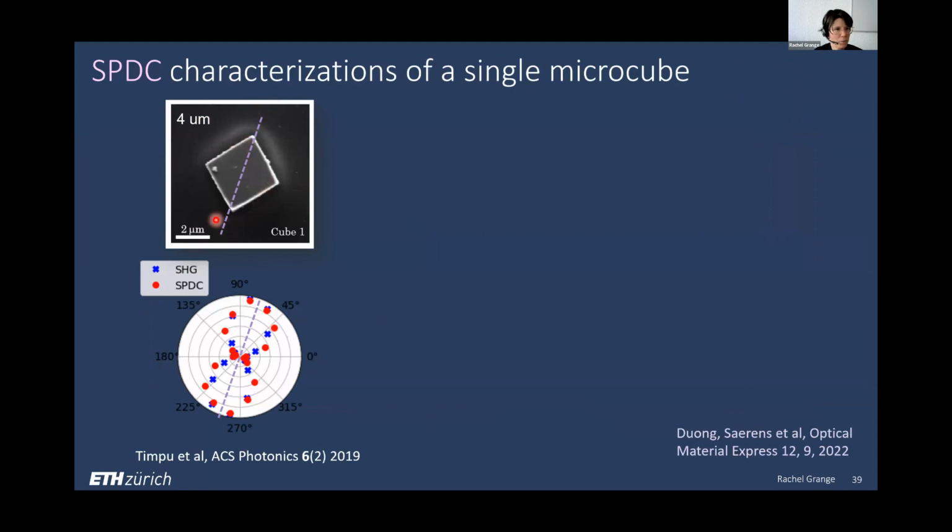So we measured the SPDC from this kind of cubes. We have previous work on those cubes that shows they have a main crystalline axis, which is along the diagonal of the cube. And if you orient the laser, polarize the laser along this long axis, you have a very strong response of your cubes. So at nearly this orientation, you see that you have the strongest nonlinear optical responses. In blue, this is second harmonic generation, and in red, this is spontaneous parametric down conversion for the different orientations of the light.